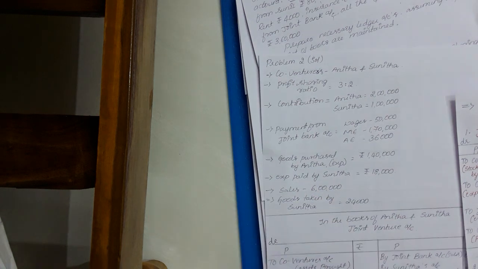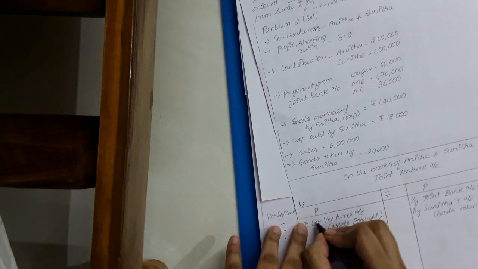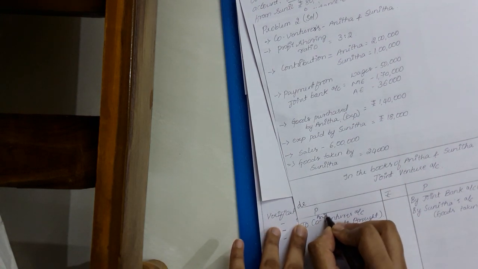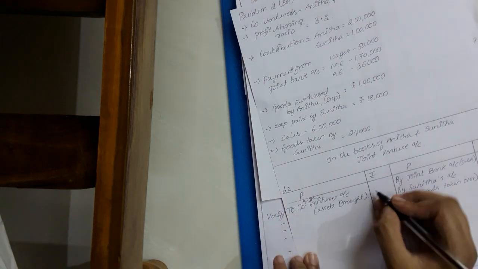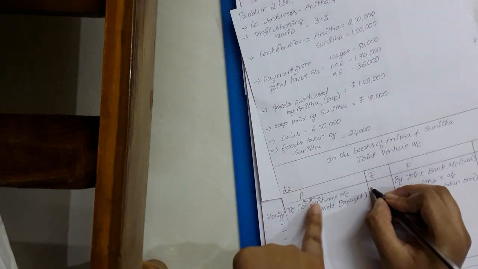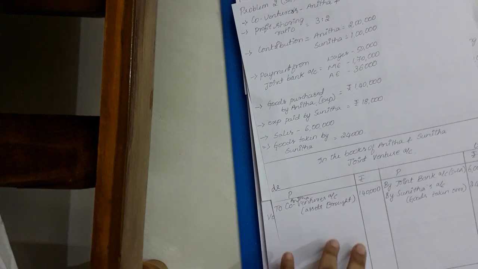Goods purchased by Anita has been paid, right? So what we need to write? We need to write how much amount she has brought. We can't write co-venture; who has brought? We need to write her name. So by Anita's account, how much purchase has she made? That is worth 1,40,000. Done. Next. So here goods has been purchased by Anita. So why did we write to Anita's account? Don't write co-venture's account. To Anita's account 1,40,000.